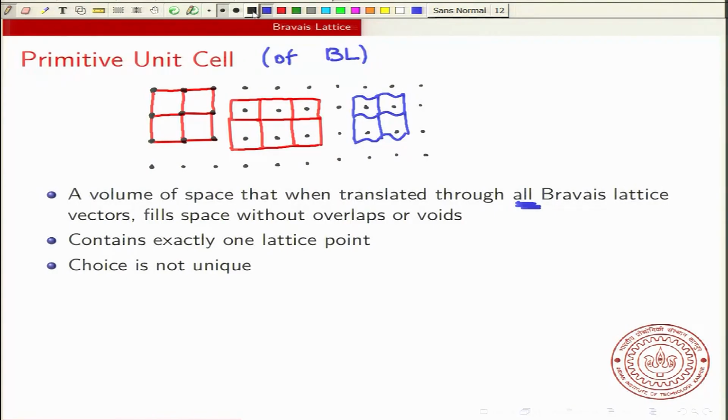Now, there is a nice relation between the lattice translation vectors and this primitive unit cell. It turns out that since the primitive cell contains exactly one point, you can define these primitive translation vectors.